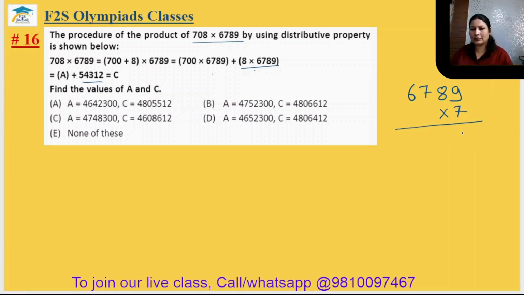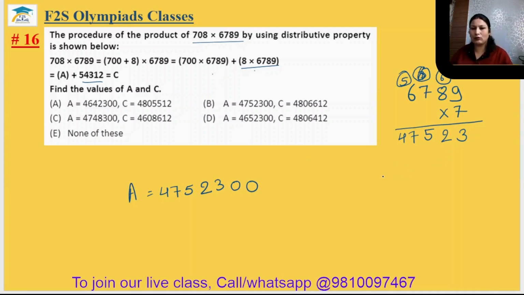So 7 9s are 63, carry 6. 7 8s are 56 plus 6. Carry 6. 7 7s are 49. 49 plus 6, 55. Carry 5. 7 6s are 42 plus 5, 47. Okay. So 47 and we have to put 00 on it. So A equal to 4752300.